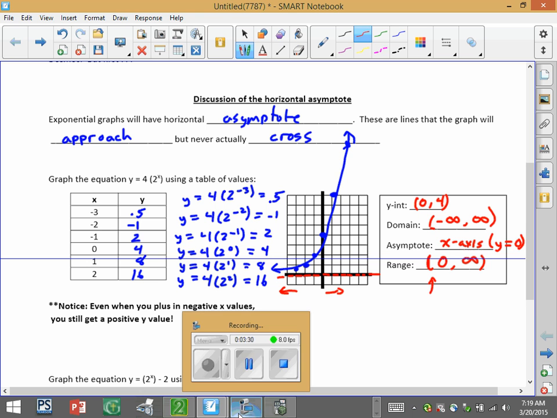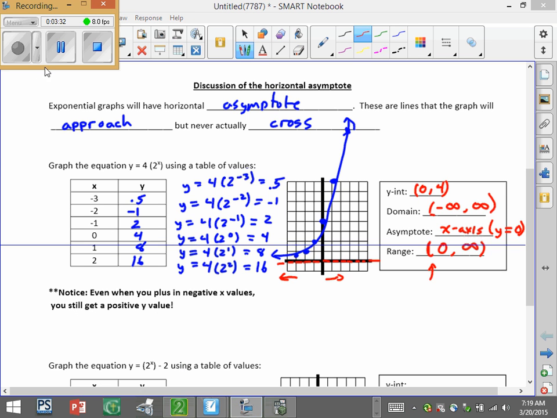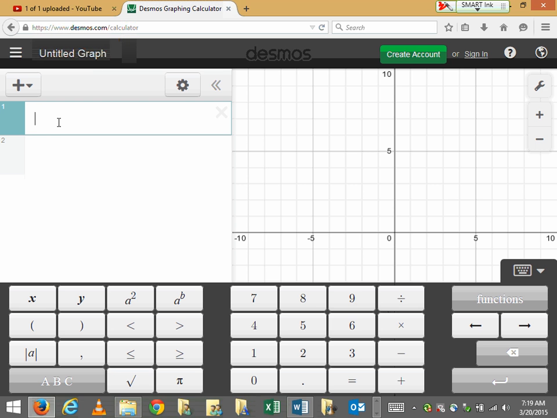Now if I open a Desmos file, I can show you how this works. So let's graph the equation y equals 4 times 2 to the x.